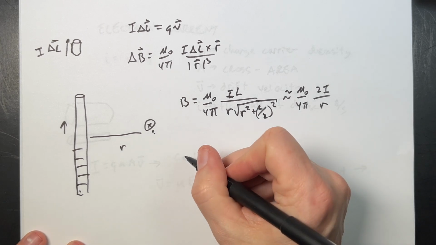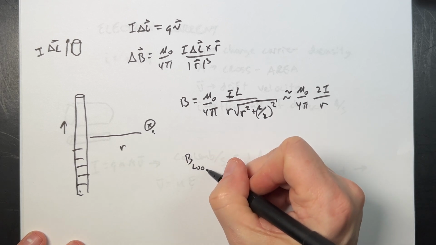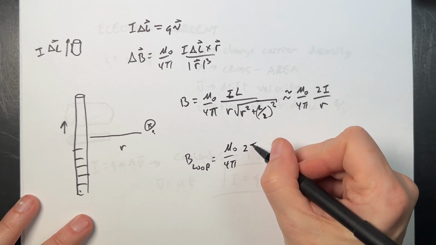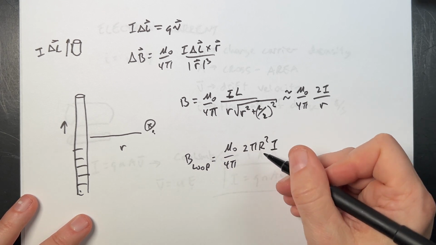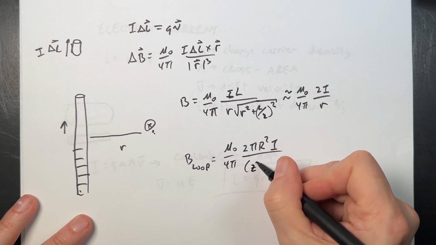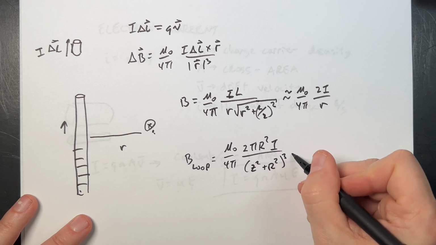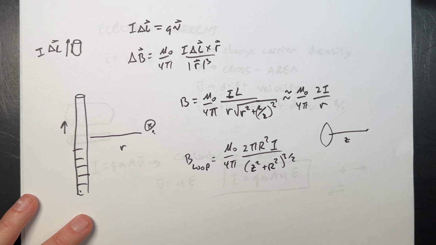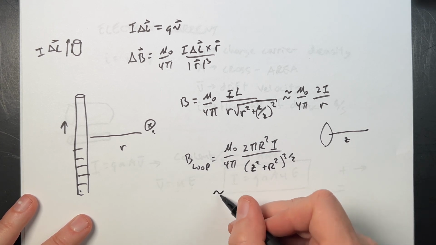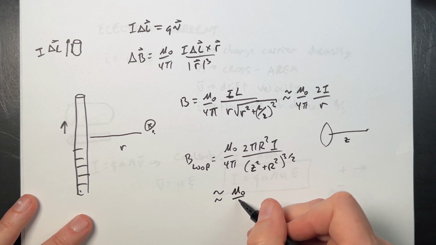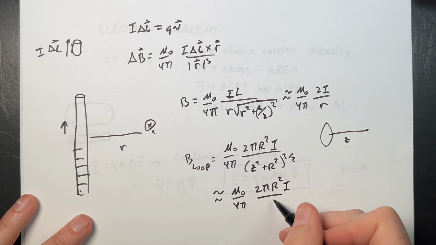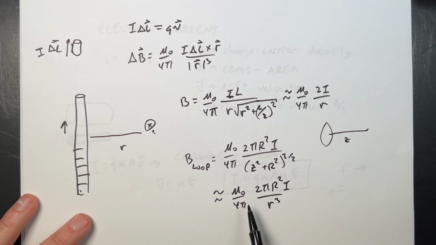So I'm not going to derive it, but the magnetic field due to a loop is equal to mu naught over 4 pi times 2 pi r squared I over, let's put this as, z squared plus r squared to the 3/2. So here, this is the loop right there, and that's the value z. Now, if the loop's really small, we can actually write this as mu naught over 4 pi times 2 pi r squared I over r cubed. And that's really important. We didn't cancel the pi's because pi r squared is the area of that loop.